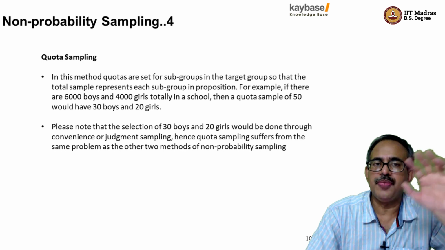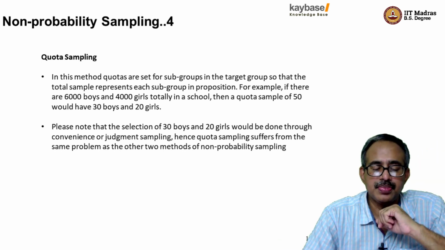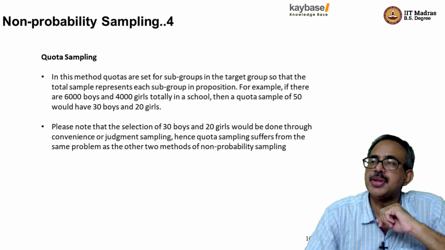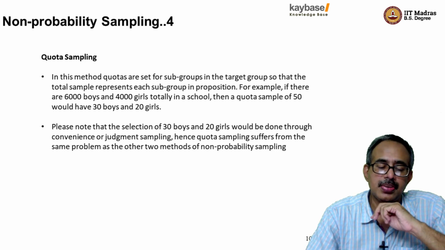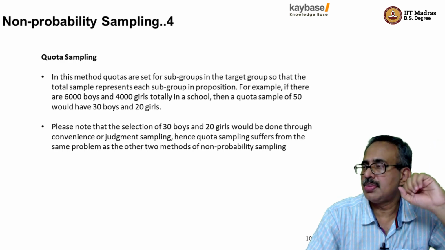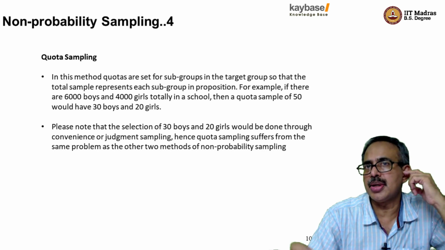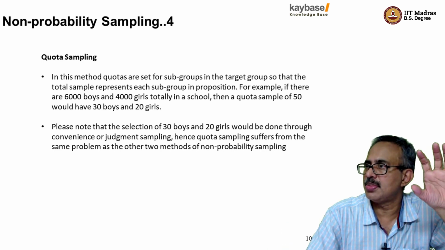Quota sampling. You first set quotas. I want 5 men, or there's an example here. Let's say in a school there are 6,000 boys and 4,000 girls. And we require a sample of 50 people for the qualitative study. So we will set a quota saying 6,000 to 4,000, the ratio is 30:20. So we'll take 30 boys and 20 girls. This is a quota sampling.